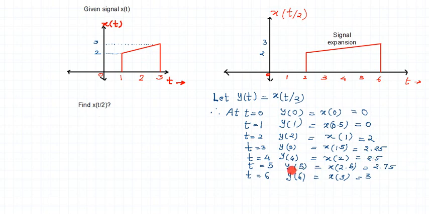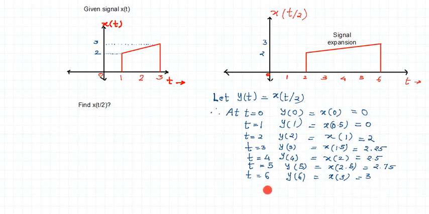Going ahead, with the next time instant, t is equal to 5, I get y of 5. With t as 5, it becomes x of 2.5. Where is this value x of 2.5? It is definitely between 2 and 3, so the magnitude is between 2.5 and 3, between these 2 points. So what should be the magnitude here? It should be 2.75. Going to the next time instant, y of 6 comes out to be x of 6 by 2, that is x of 3. What is the value at x of 3? Here the value is 3. So the magnitude is 3.